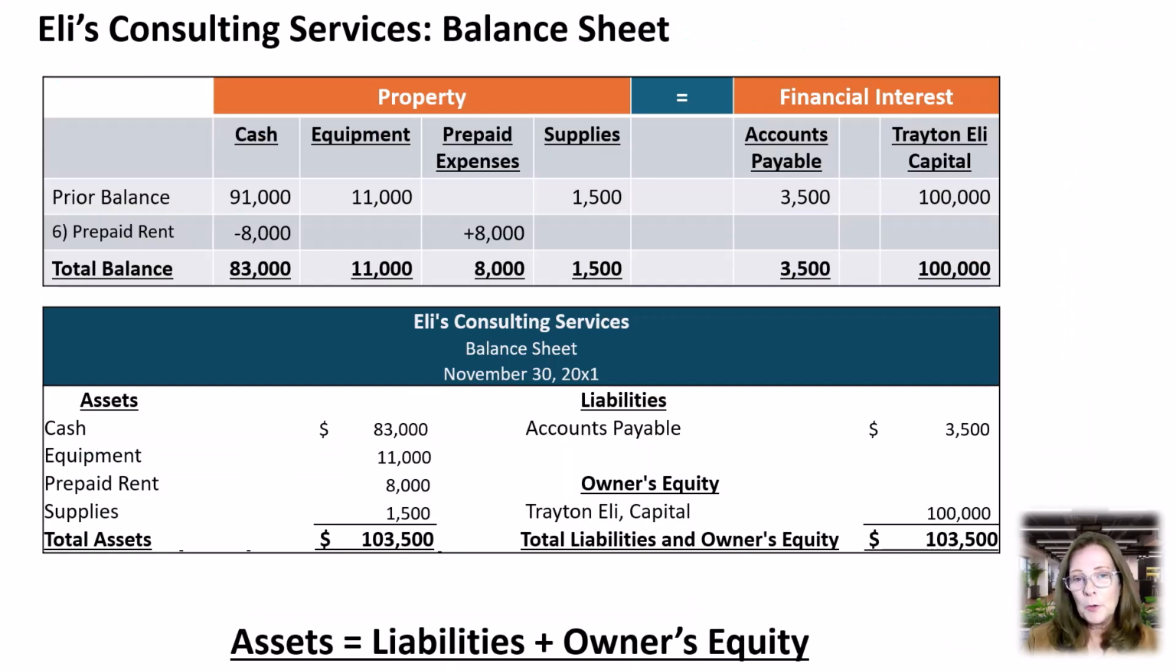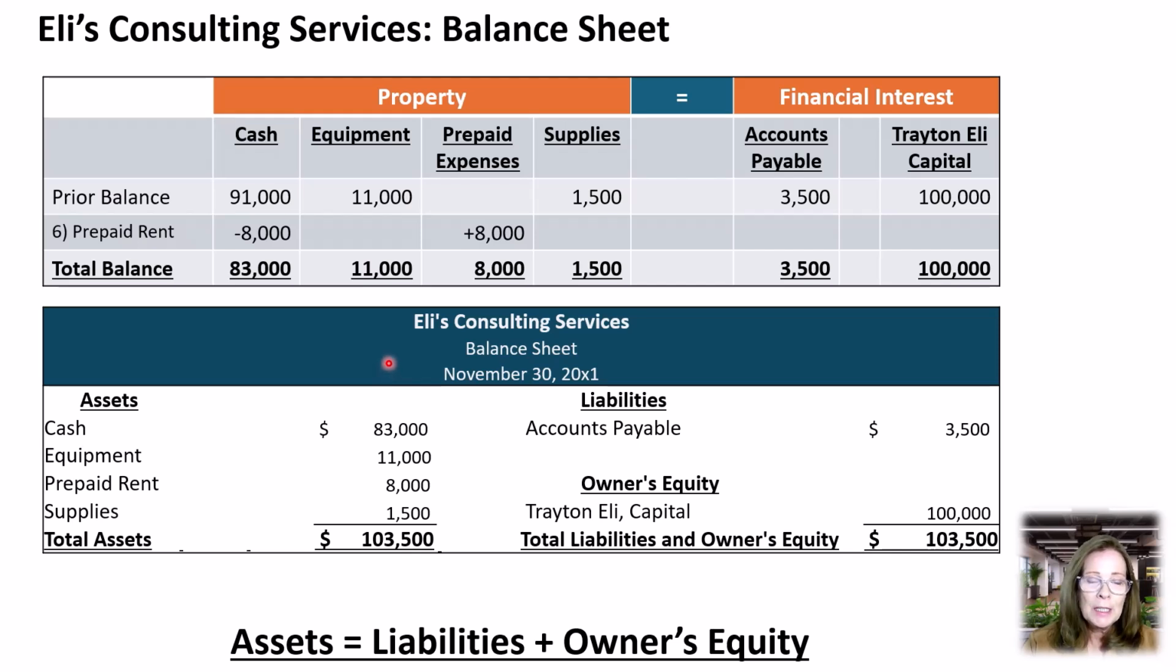One of the first financial statements you'll learn about is the balance sheet. And we have all of the information that we need in our accounting equation table that we prepared. We start by preparing the header section of the report, which shows the name of the business, Eli's Consulting Services, the type of report, balance sheet, and the date for the report, in this case, November 30th.